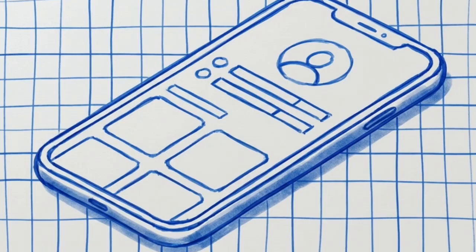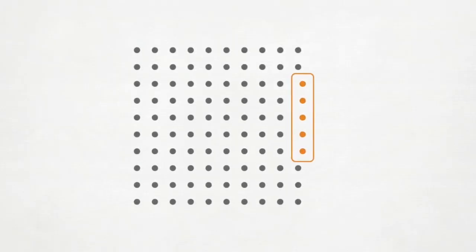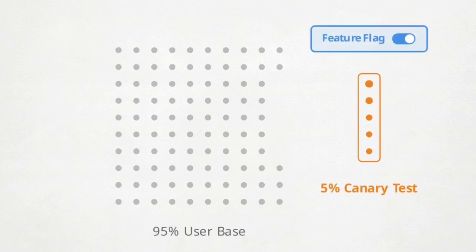Step 6 is the build phase. Select a cross-platform framework like Flutter or React Native to construct the non-AI scaffolding of your application. Once the scaffolding is ready, use feature flags to ship your AI capabilities dark. This allows you to test the intelligence on a strict, isolated 5% of your user base before a full rollout.